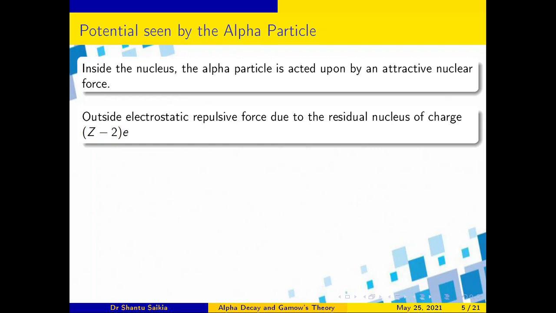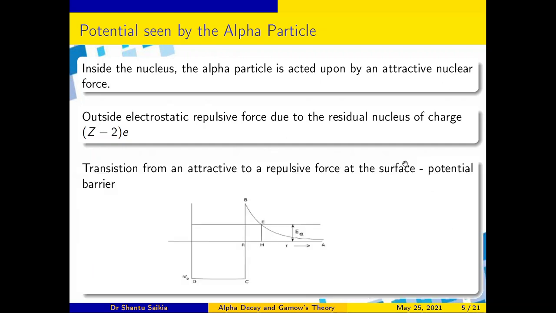The alpha particle is out of the nucleus. It has 2 units of positive charge. So once it is outside the nucleus, somehow it escapes, it is under the influence of the electrostatic repulsive force due to the residual nucleus. This is the potential seen by the alpha particle. Inside, it's an attractive negative potential. Outside, this is the Coulomb potential, which goes as 1/R.